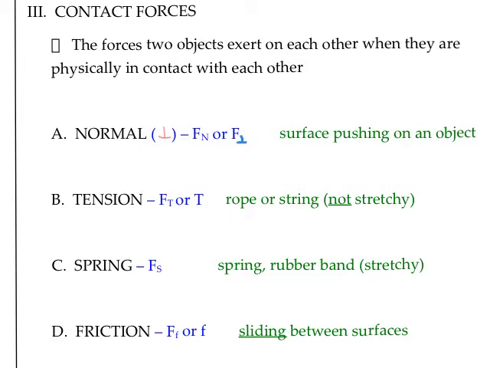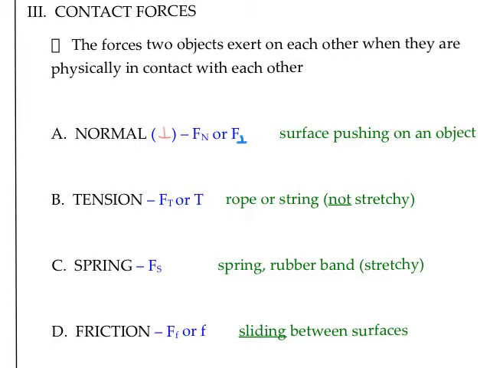Next, we have a spring force, and this one is a capital F with the subscript of an S. And a spring force is really similar to tension, but the difference now is that our force provided will be from something that is stretchy. So an actual spring could be an example, or you can think of a rubber band, a piece of elastic, a bungee cord, something like that. Anything that can stretch can provide a spring force.